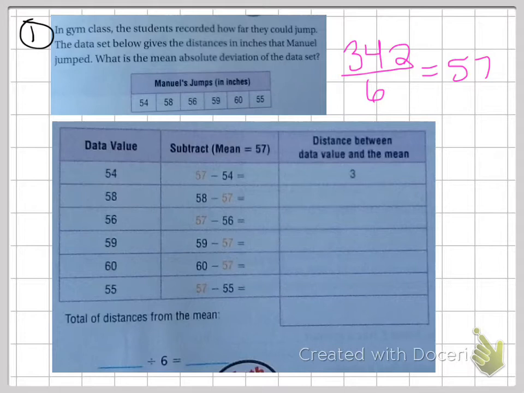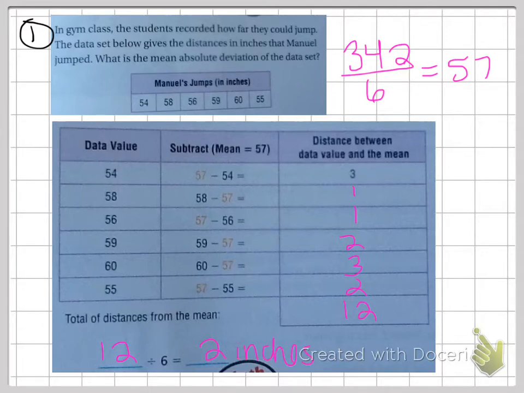Now that we found that, we can find the distances between the data values and the mean. So 57 is 1 unit away from 58, 1 unit, 2 units, 3 units, and 2 units away. We'll add up all of our distances and get 12. And there are 6 data points, so the mean absolute deviation of the data is 2 inches.